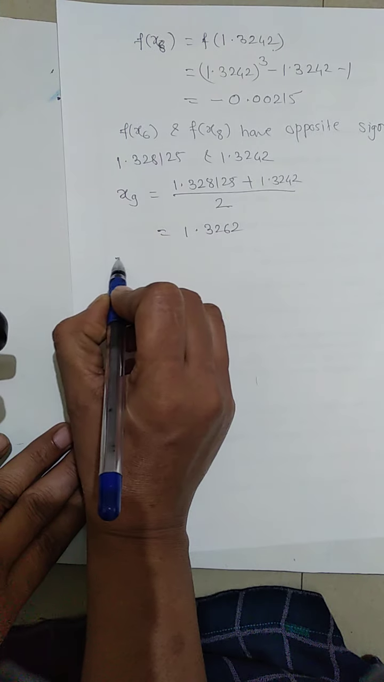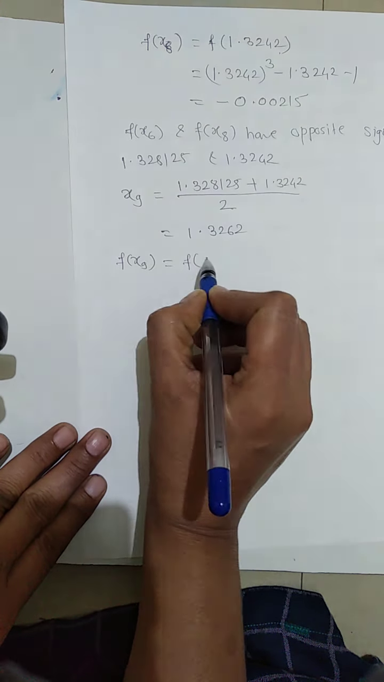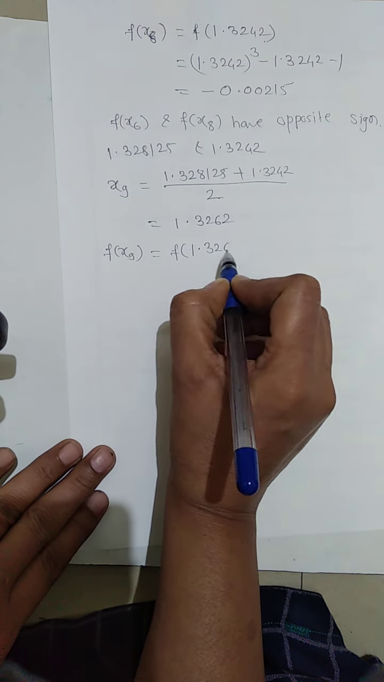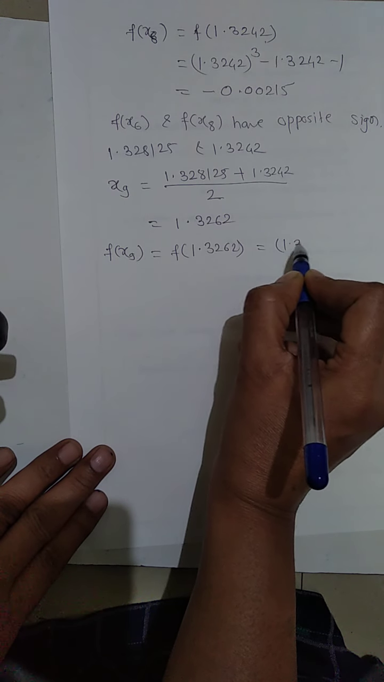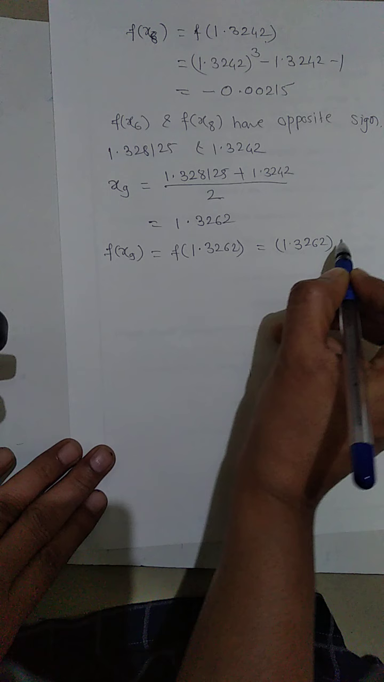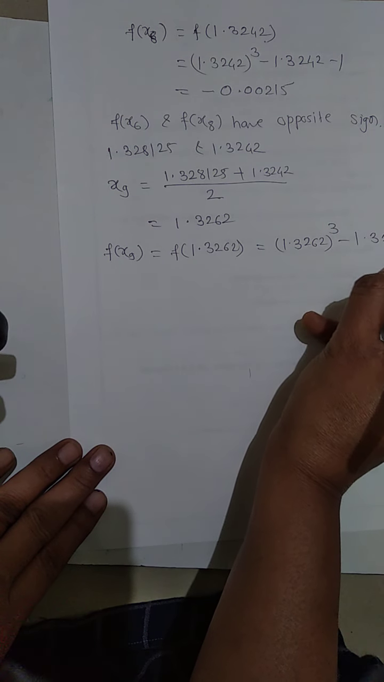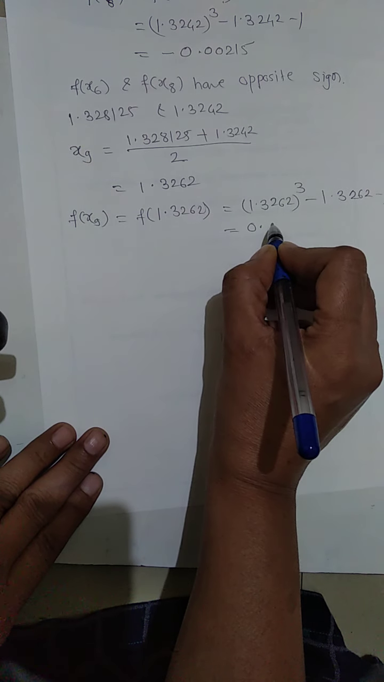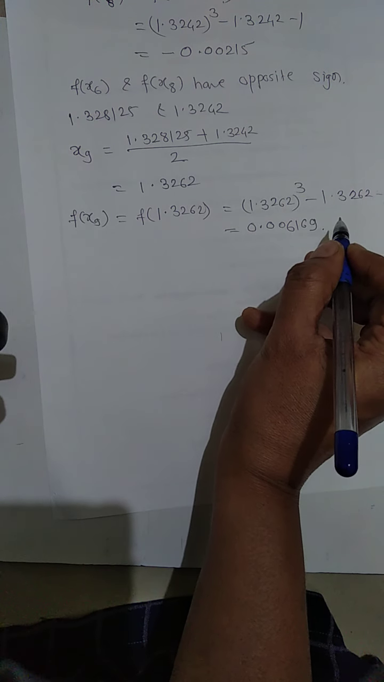1.3262. Again find f of x9, and f of x9 is equal to f of 1.3262, and putting this value in the equation: 1.3262 cubed minus 1.3262 minus 1. After calculating, this value is equal to 0.006169.